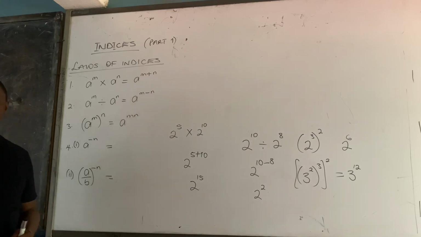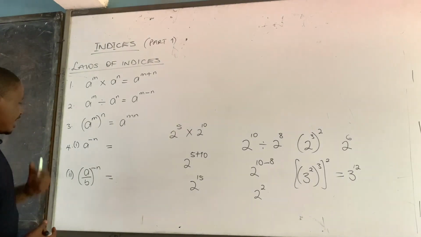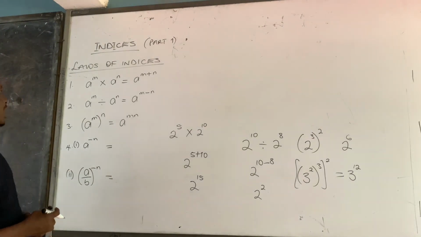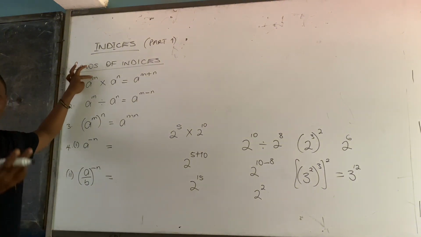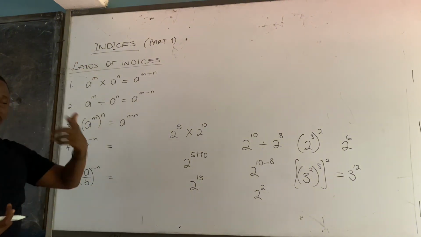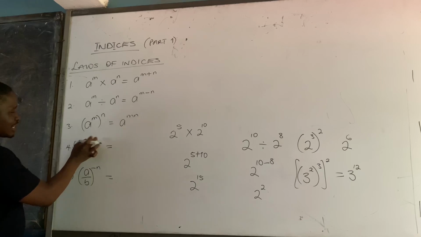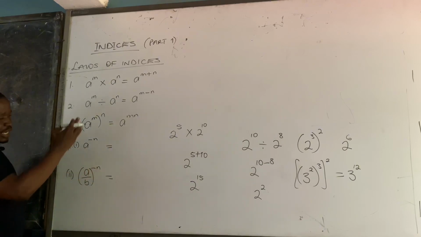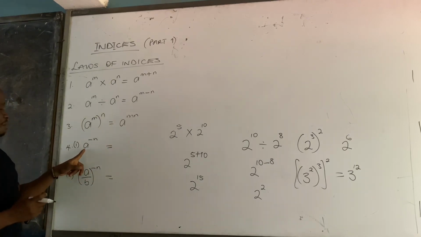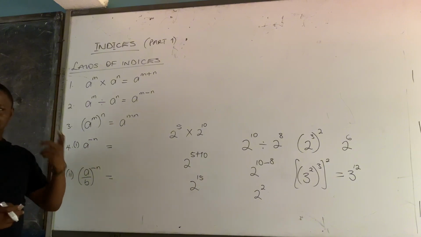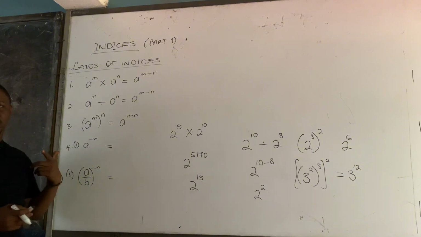Negative power law, negative exponent law, negative index law. Remember, the power can also be called index or we can also call it what? Exponent. So the power is negative. The power is negative. The only difference is that here the base is what? Is non-fractional. Here the base is fractional.